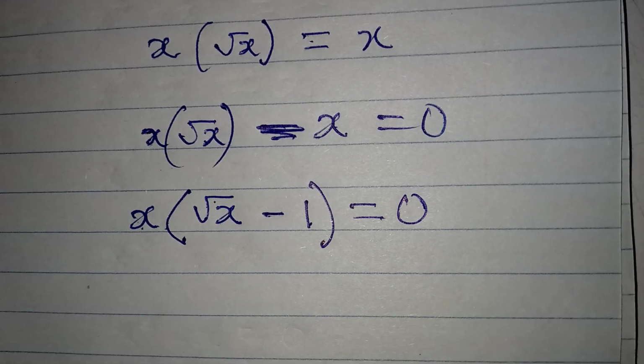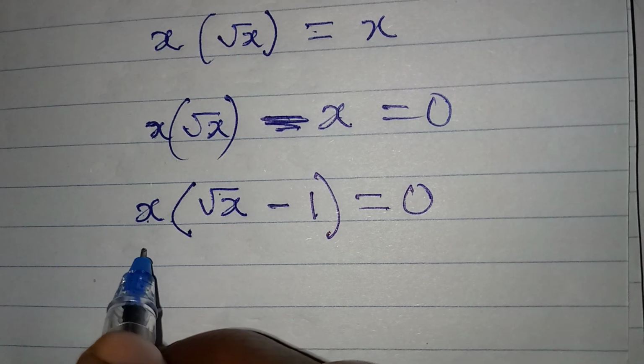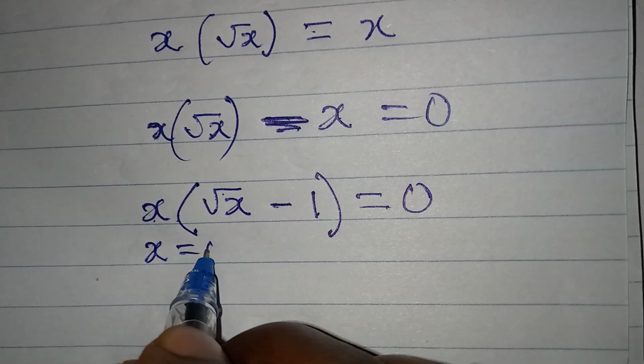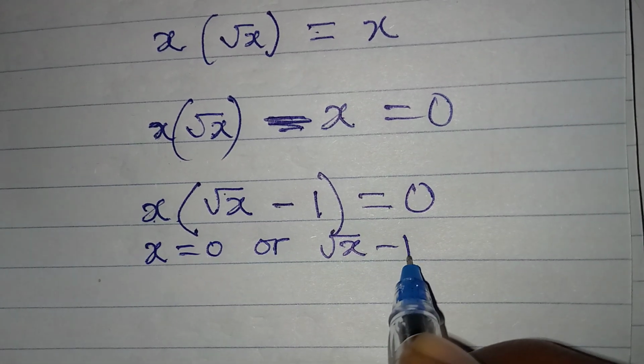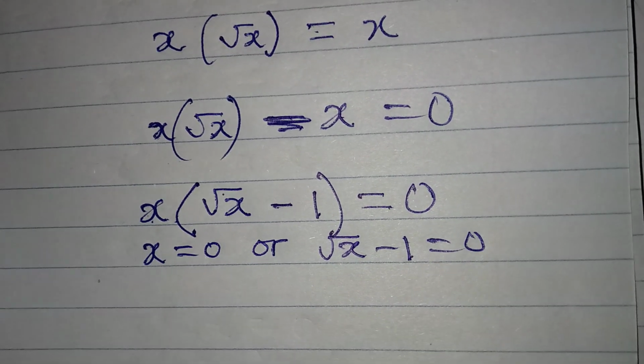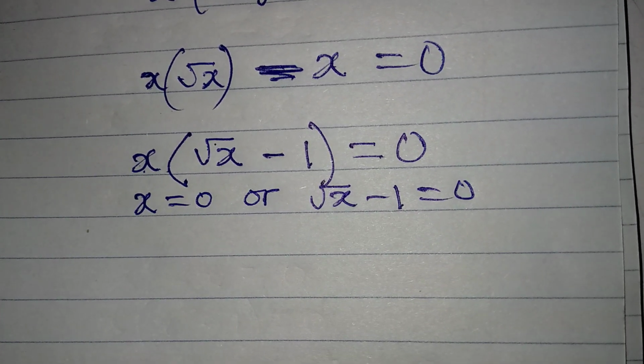Now let's continue. From here we apply zero product rule, meaning that it is either x is equal to 0 or square root of x minus 1 is equal to 0. Now somebody may not understand this zero product rule, but here it is.